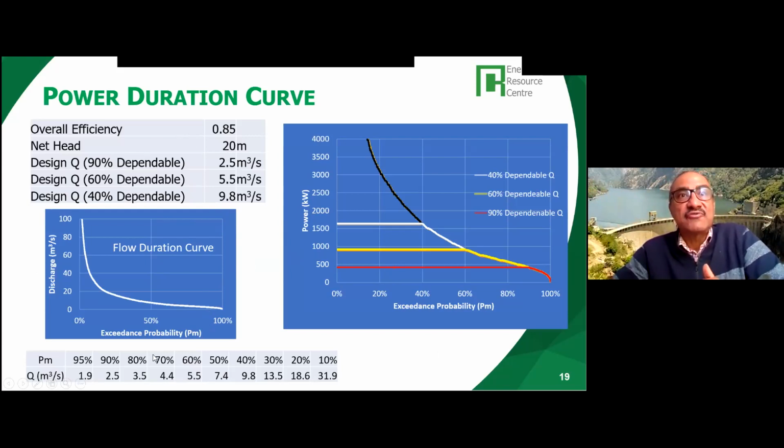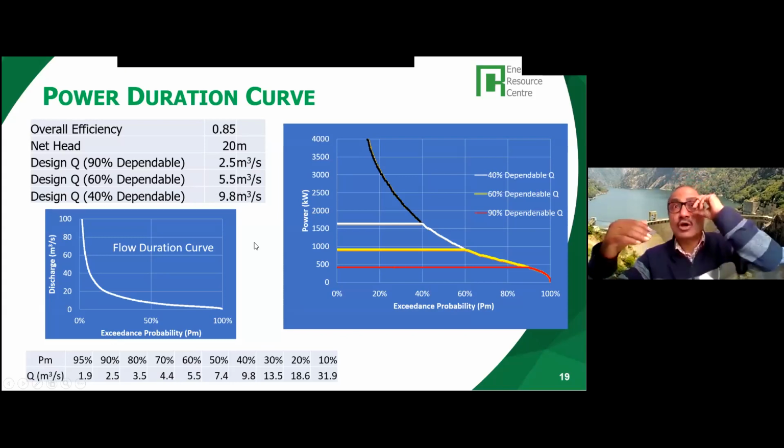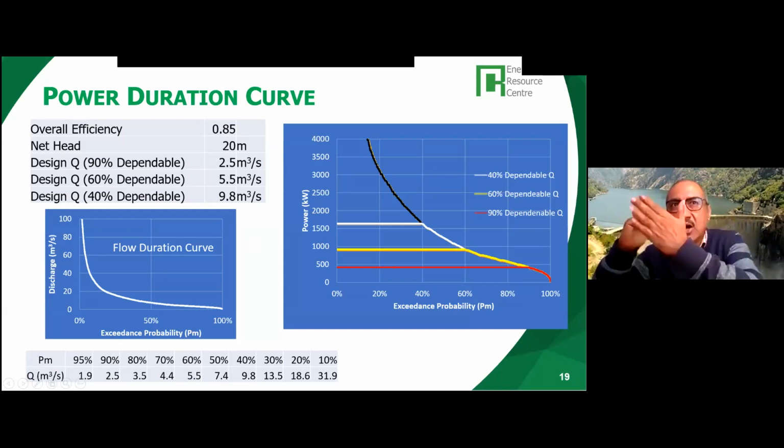discharge? From the flow duration curve, we saw that if you want to make it 90% dependable, we will design for 2.5. If you want to make it 60% dependable, the design discharge will be 5.5. If you want to make it 40% dependable, the design discharge is 9.8. So we have this option. Now, what is the optimal capacity?